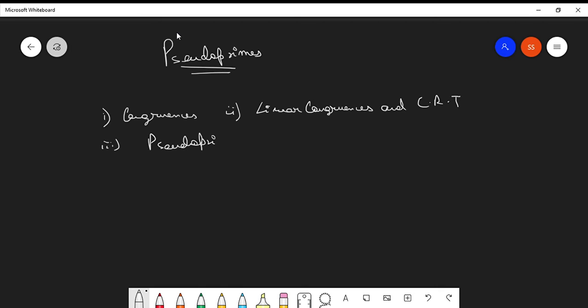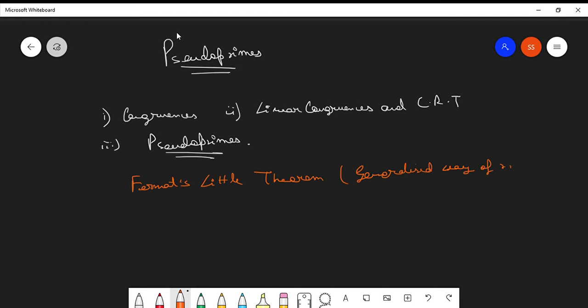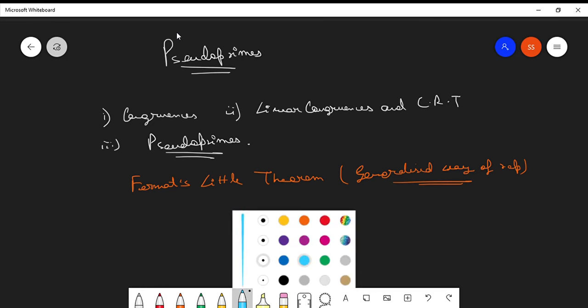Okay. So before studying pseudo primes, we first need to understand Fermat's Little theorem, the more generalized way that we actually need to study, the generalized way of representation. So Fermat's Little theorem can actually be represented in two forms.